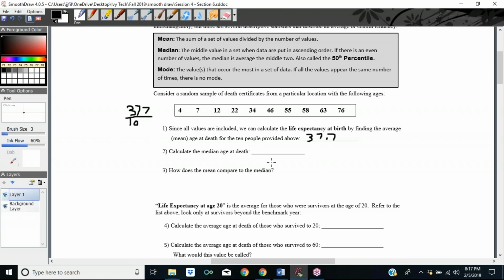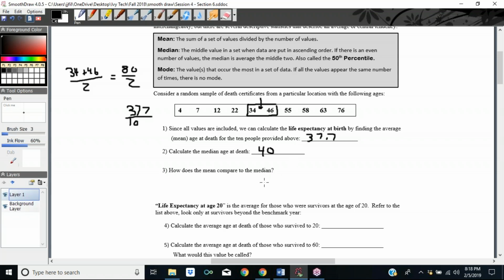So it says, calculate the median age at death. So now we're looking for the middle number. Well, since there are 2 middle numbers, we have to find the average of those. So the way we would do that is we would add 34 plus 46 and divide that by 2. So this is 80 divided by 2, or 40. So the middle of that group of numbers is 40. Even though it's not on there, the median does not have to be one of the actual numbers.